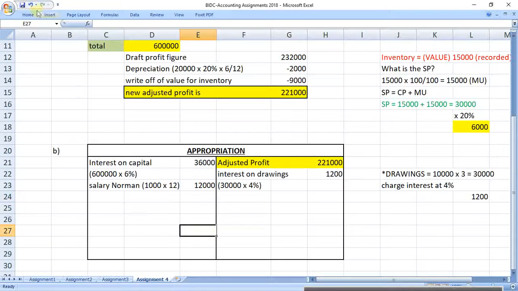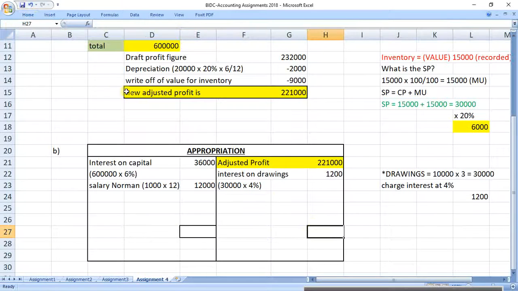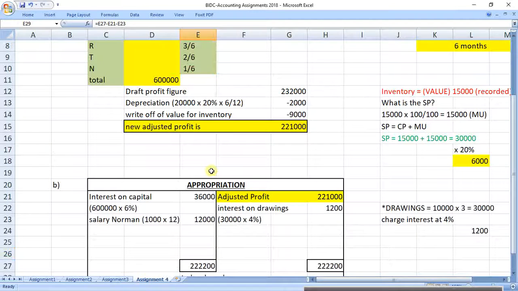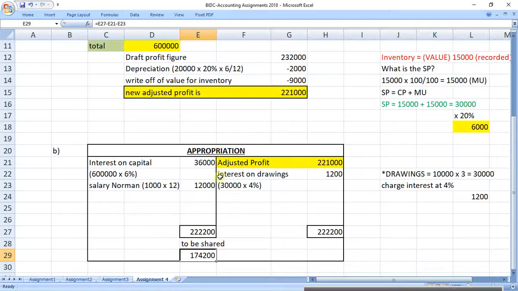Okay, and then we need to show a split. Which side's bigger? This side's obviously bigger. Sum up. There. And then we need to split the profit. So what is the profit to be shared? It's going to be this amount minus those two figures. That gives me that 1,742. Right, so 1,742,000 needs to be shared between R, T, and N according to their ratio.